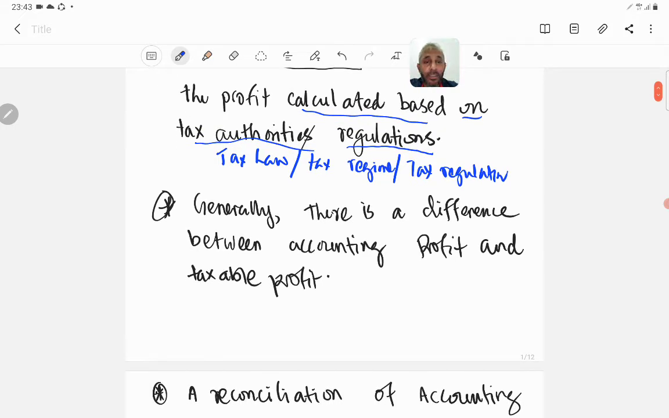Now the interesting scenario here: generally there is always a difference between accounting profit and taxable profit. There is always a difference between accounting profit and taxable profit. So that is the thing that makes a big issue for the preparers of financial statements.